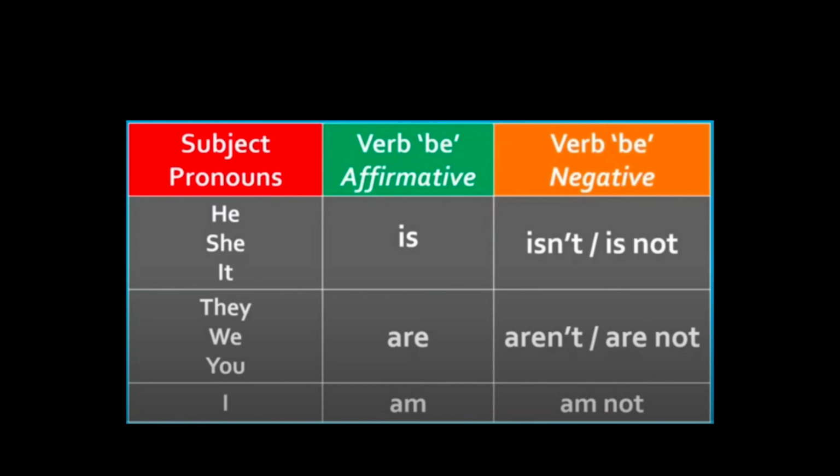Now let's try an example. If the subject pronoun is he, she, or it, the verb be is "is" and not "are". Bear in mind that usually verb be is used after the subject pronouns. Now if you look at these two columns, verb be can be used as affirmative statement and negative statement. Affirmative statement is something that you agree on, and negative statement is something that you do not agree on.